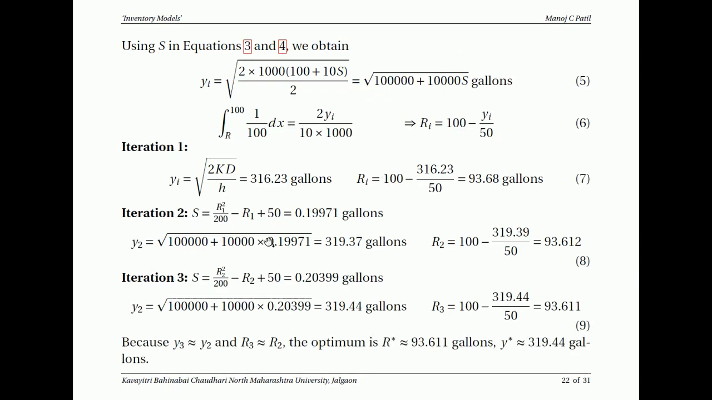Now put those values and obtain iterations for y1, y2 and y3, r1, r2 and r3. So we have 316.23, 319.37, 31.44. Now both are approximately the same. Here our quantities are also approximately the same, so we can stop here. Approximate quantities are sufficient for us.